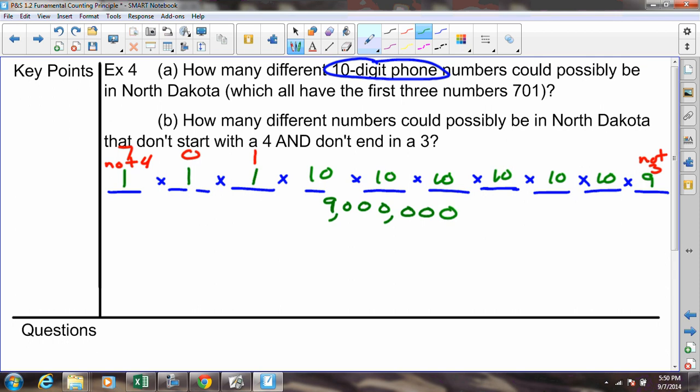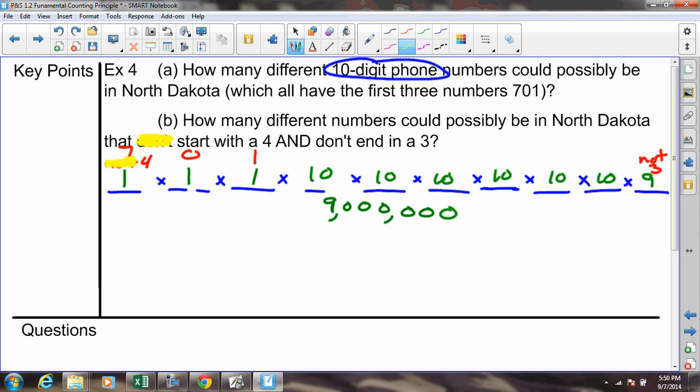Just for the sake of argument, I would like to consider a fictitious Part C that gets rid of this word don't. How many numbers are there that start with a 4 and don't end in a 3? Well, basically all these pieces are going to be the same. Down at the end, not 3 still has 9. All these blank ones are still 10, but where we get into trouble then is up here at the beginning, because it says it must be a 4 to start.